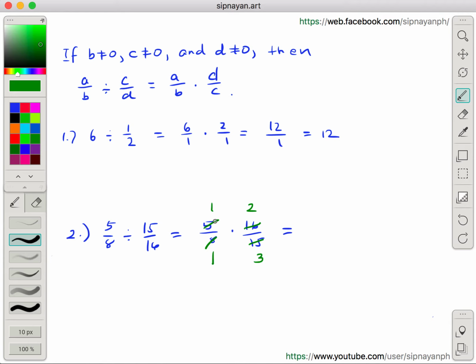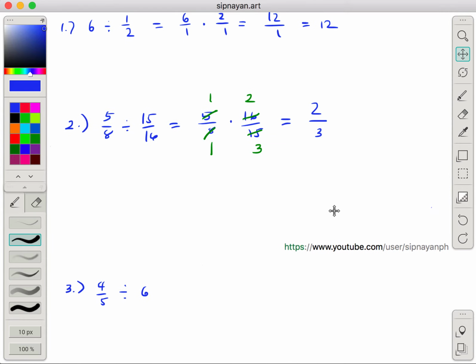Okay, so pag nakapag-cancel na tayo at wala na tayong pwede i-cancel, we multiply the numerator. We have 1 times 2, yung natira, 1 times 2. That's 2. And yung sa baba natin, o yung denominator natin, ay 1 times 3, which is equal to 3. So, 2/3 is the correct answer.